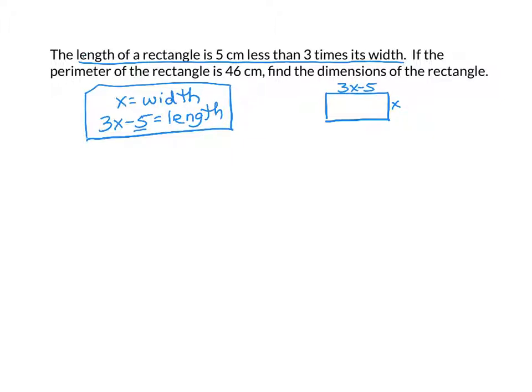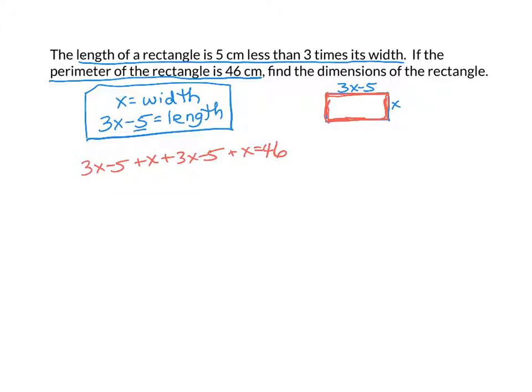Now I need to come up with my equation. It says the perimeter of the rectangle is 46 centimeters. Remember, the perimeter means the distance all the way around it. So if I start here, I would have to go all the way around the rectangle to get 46. There are all sorts of different equations you can come up with. I could say 3x minus 5 plus x plus another 3x minus 5 plus another x has to equal 46.